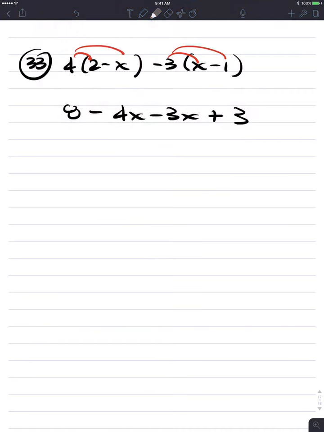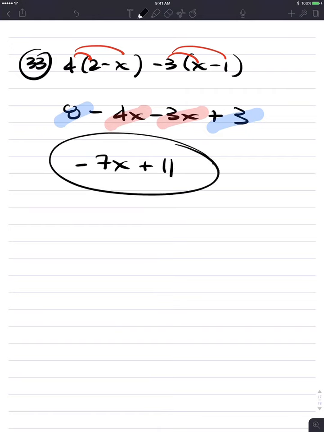Let's identify the terms that are like. In red, they're like, and in blue, they're like. So negative 4x minus 3x is a negative 7x, and then 8 plus 3 is 11. You are done.